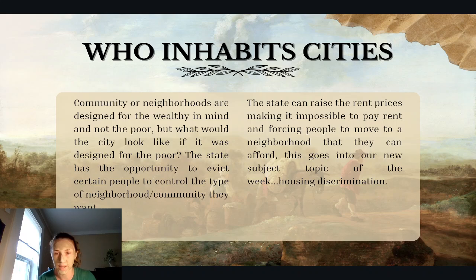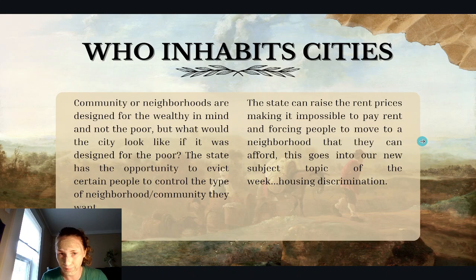The state can raise the rent prices, making it impossible to pay rent and forcing people to move into a neighborhood that they can afford. And this goes into our new subject topic of the week, which is housing discrimination. This was the first time I had ever heard about housing discrimination, but I blame that on the fact that I have been born and raised in a very secluded small town, so I was not introduced to any of these diverse topics at all until moving to the city of Detroit, which I fell in love with, by the way, just because of all the different people and the cultural aspects.